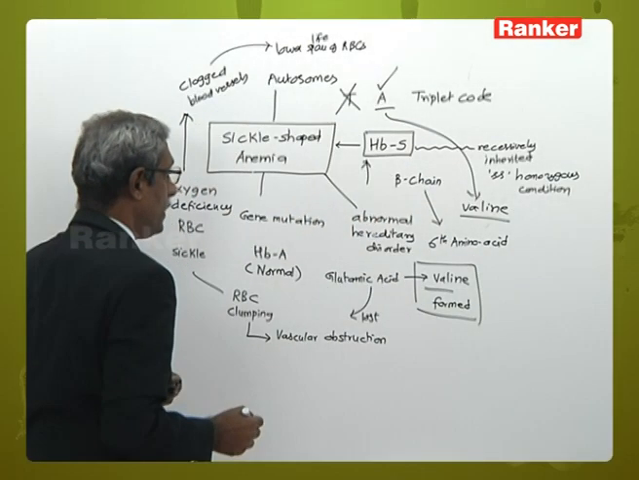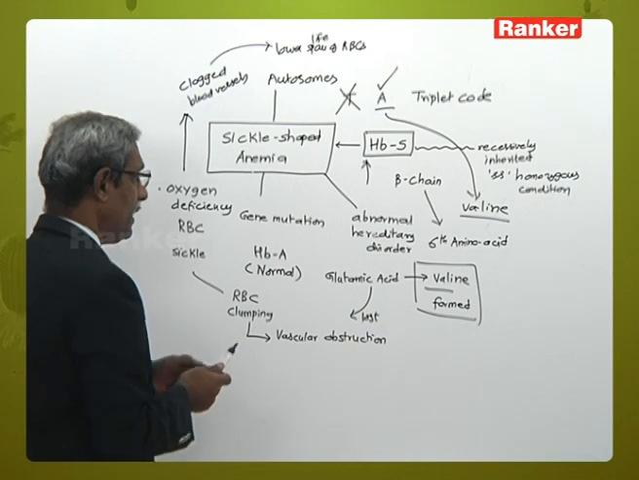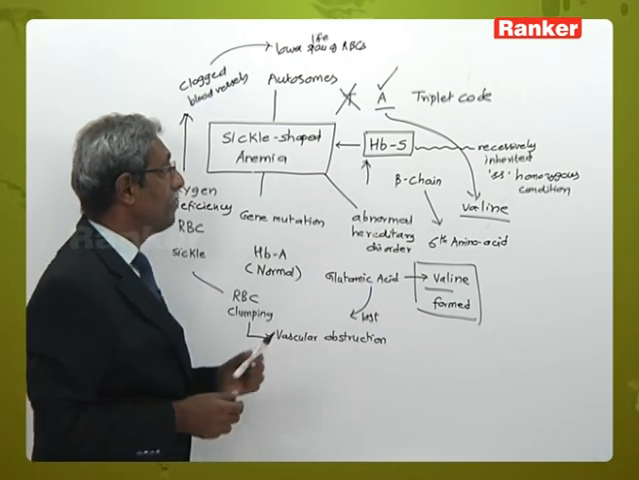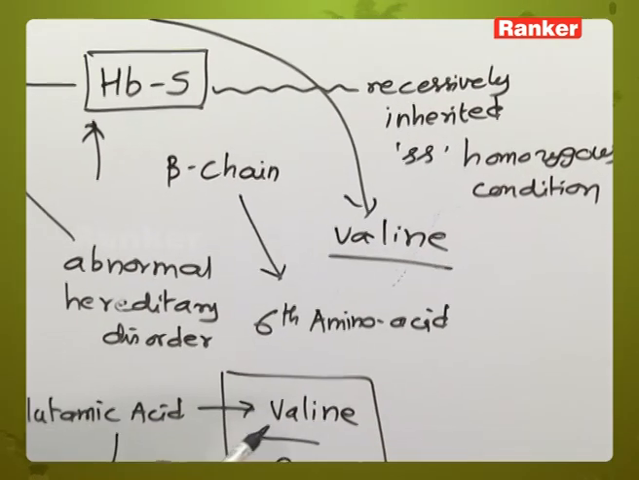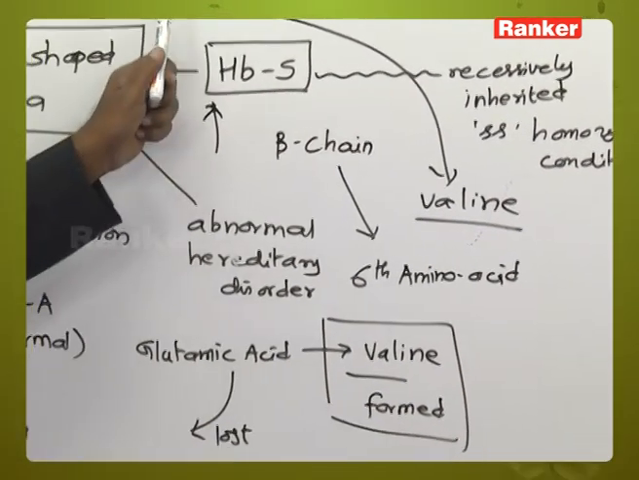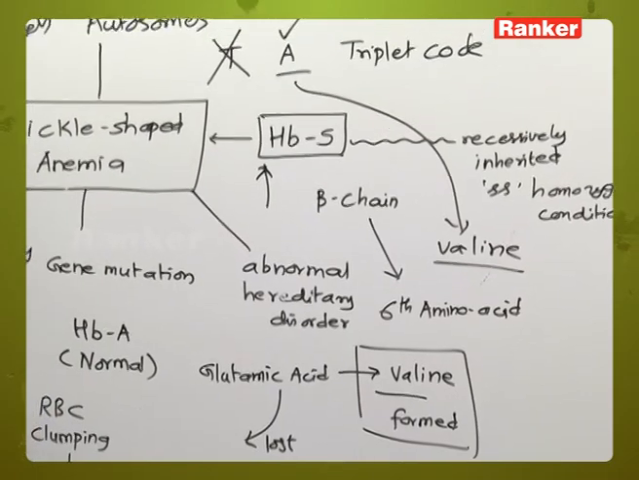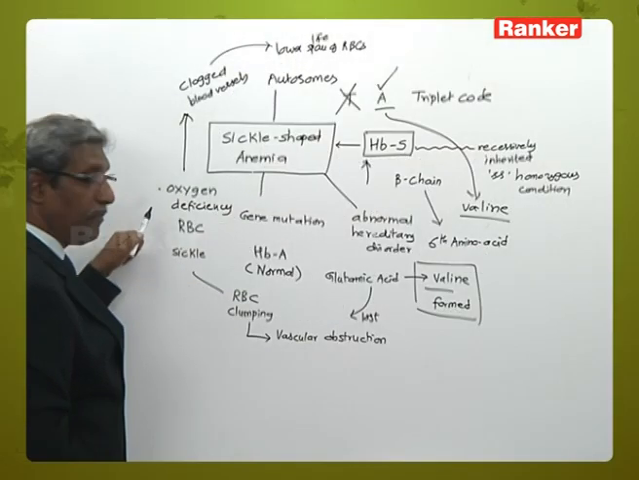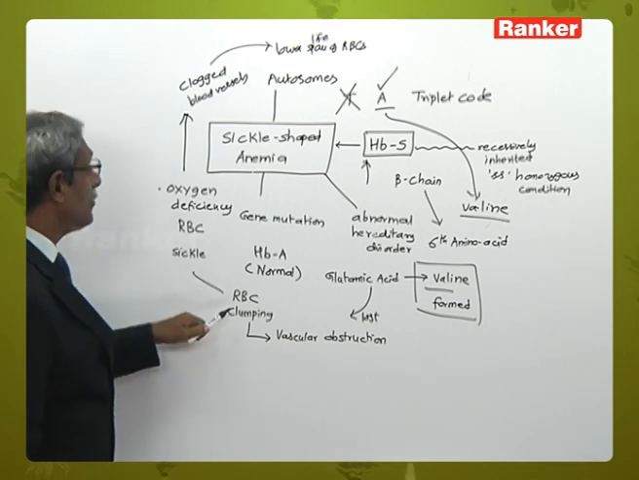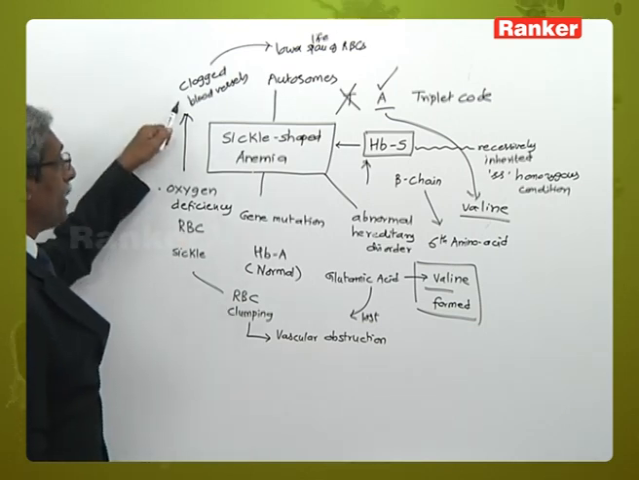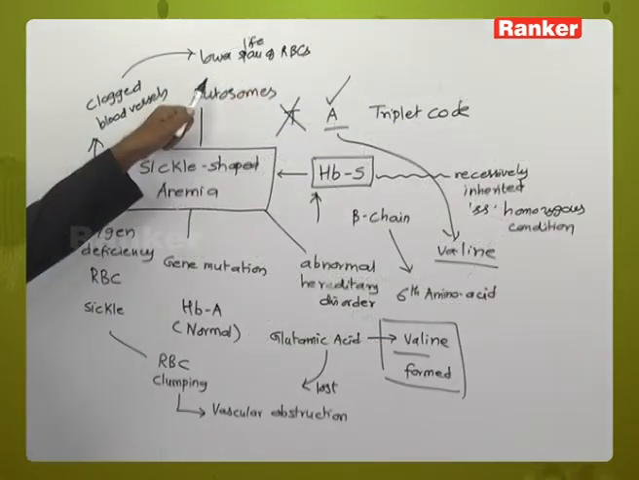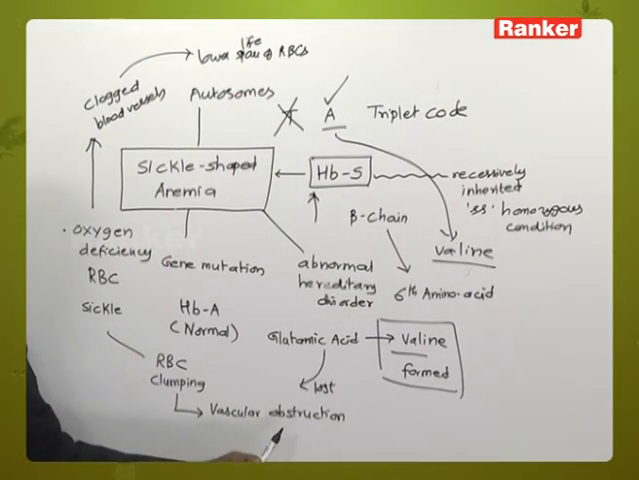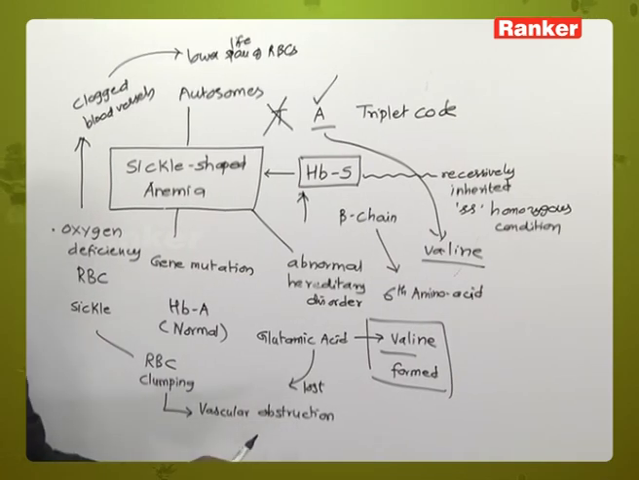So, the condition of inheritance is recessive and it is in the beta chain with relation to the 6th amino acid. Glutamic acid is replaced by valine. There is a substitution, thymine is lost and adenine is gained, and primarily sickle-shaped anemia results in oxygen deficiency. There is clumping of the red blood corpuscles, clogging of the blood vessels, RBC lifespan is reduced, resulting in vascular obstruction, and predominantly this results in lowered metabolism.